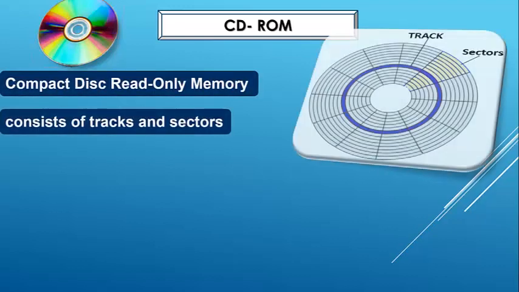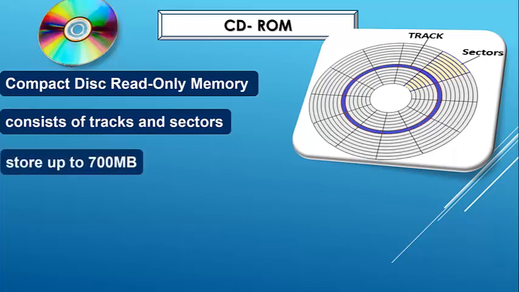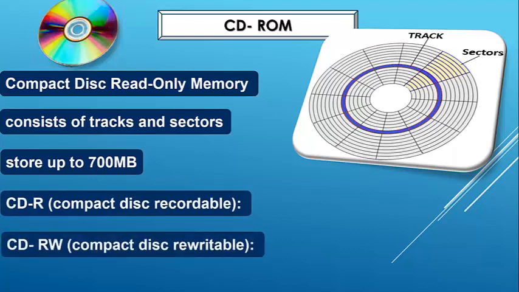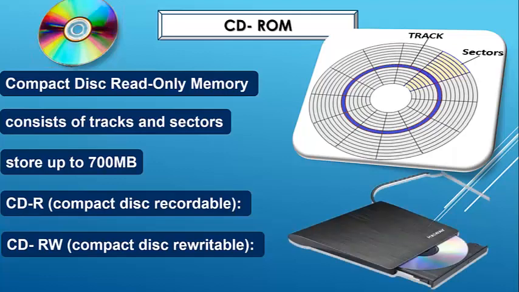Third is CD-ROM. A CD-ROM or compact disc read-only memory also consists of tracks and sectors. It can store up to 700 MB of data. CD-ROMs are available in two main forms. CD-R, compact disc recordable: data once written onto it cannot be erased. It can only be read. CD-RW, compact disc rewritable: data once written onto it can be erased to write or record new data many times. It is also called an erasable CD. To use a CD-ROM, a device called a CD-ROM drive is needed on the computer.